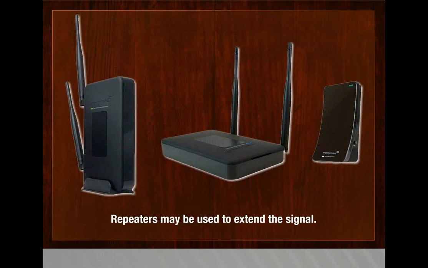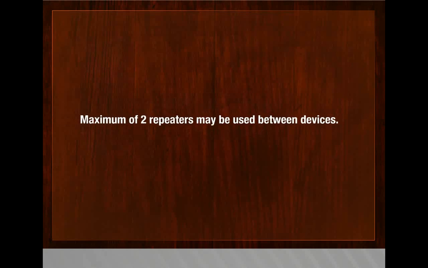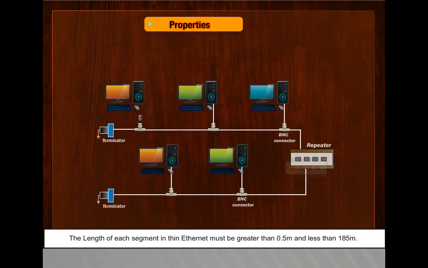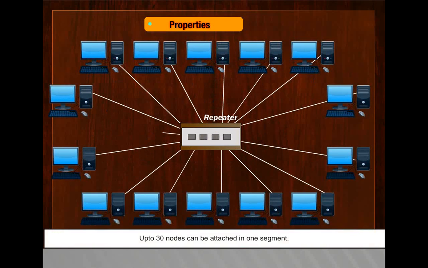Repeaters may be used to extend the signal. A maximum of 2 repeaters may be used between devices. Properties: the length of each segment in thin Ethernet must be greater than 0.5 meter and less than 185 meter. Up to 13 nodes can be attached in one segment.